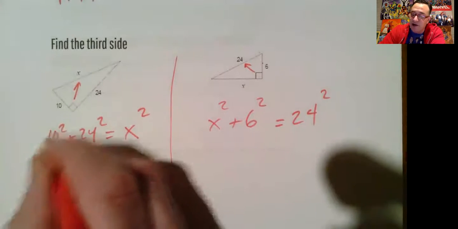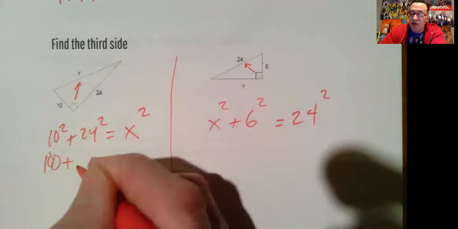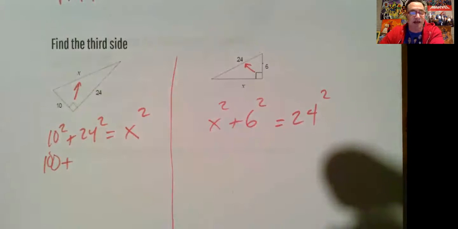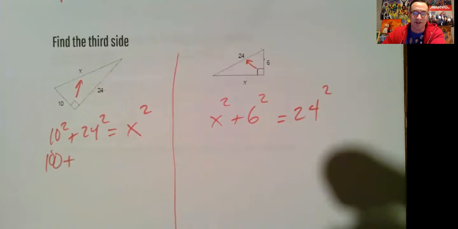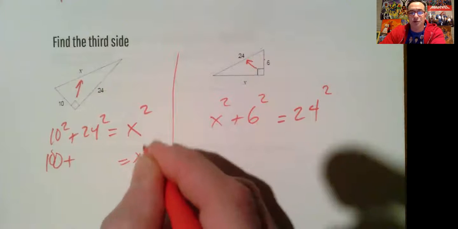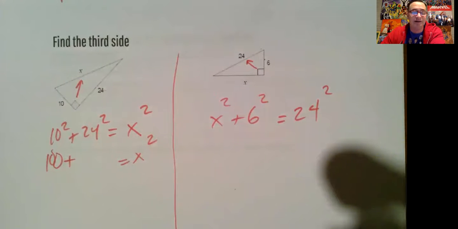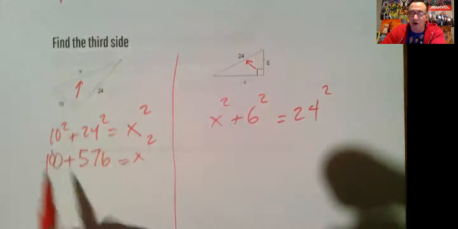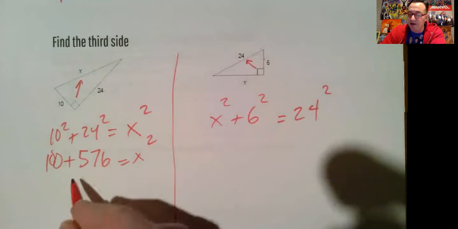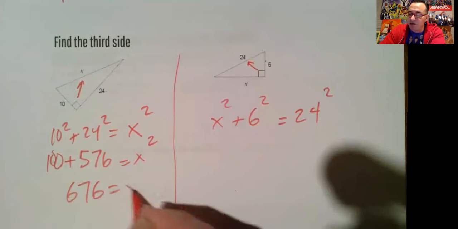Here's what we're going to do. As I'm going through here, 10 squared is 100. 24 squared is a number that I don't have in the top of my head, but I'm sure that one of you is going to plug it into a calculator for me and tell me what 24 squared is. Come on, somebody tell me 24 squared. 576, thank you. So 100 plus 576 equals x squared. This will be 676 is equal to x squared.